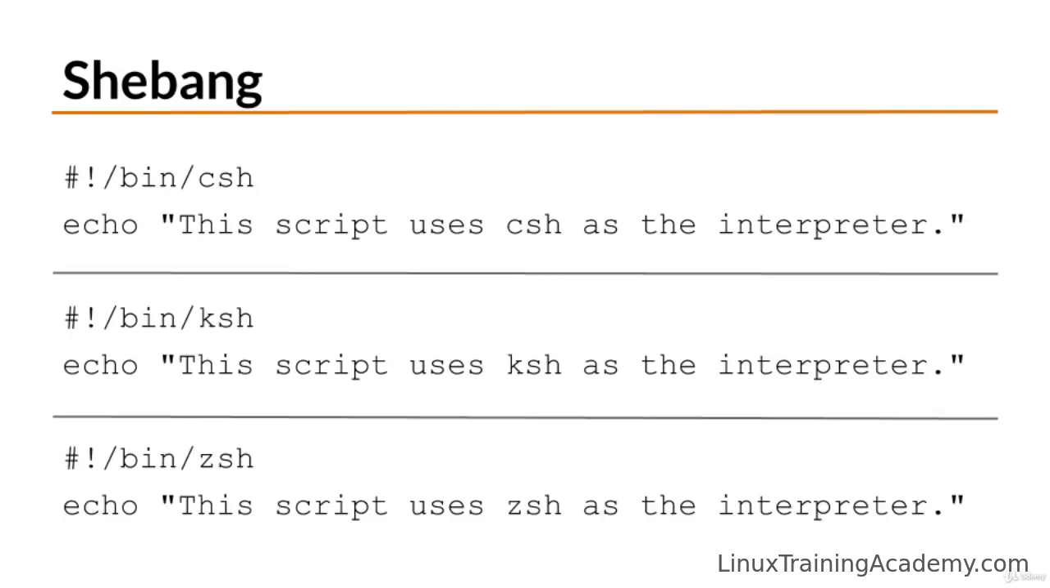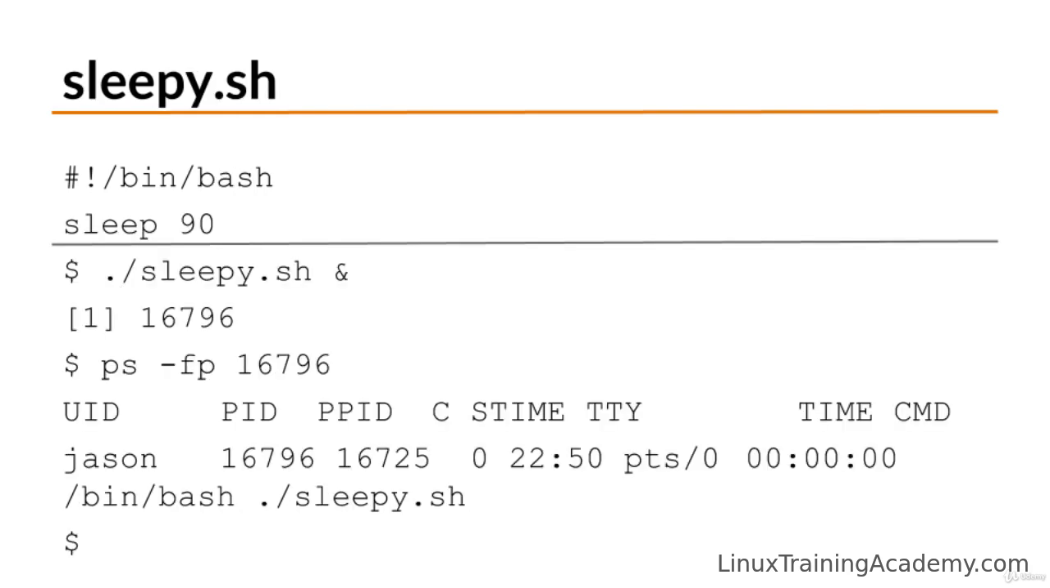When a script's first line starts with a shebang, what follows the shebang is used as the interpreter for the commands listed in the script. Here are 3 examples of shell scripts, each using a different shell program as the interpreter. When you execute a script that contains a shebang, what actually happens is that the interpreter is executed and the path used to call the script is passed as an argument to the interpreter.